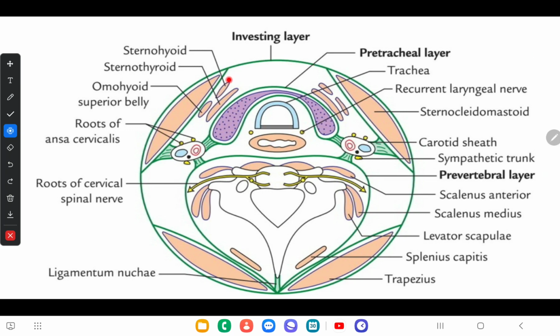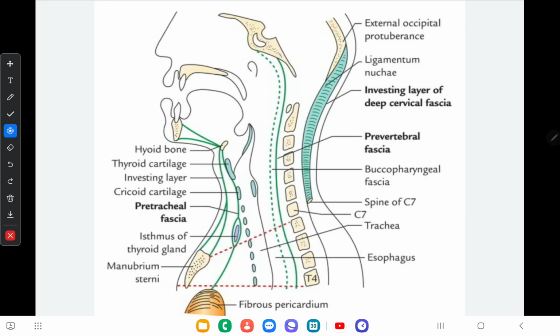Here, anteriorly, the investing layer forms the roof of the anterior triangle. When we talk about the superior attachment of the investing layer anteriorly, in the midline, it is attached to the hyoid bone and symphysis menti. Laterally, it is attached to the base and mylohyoid line of the mandible by two layers that enclose the submandibular gland.